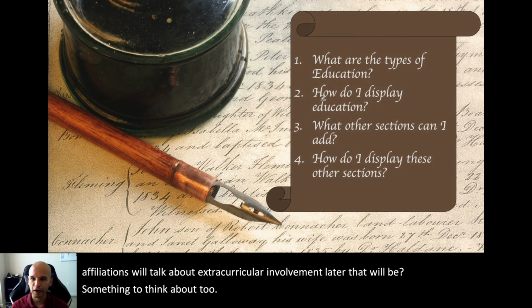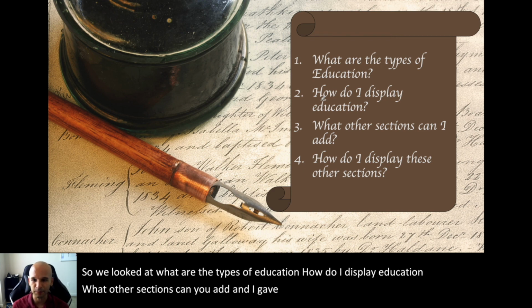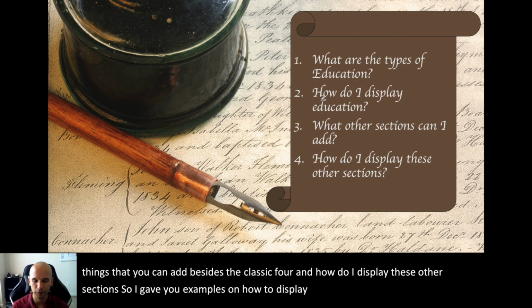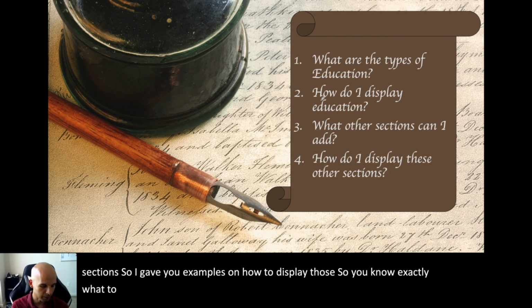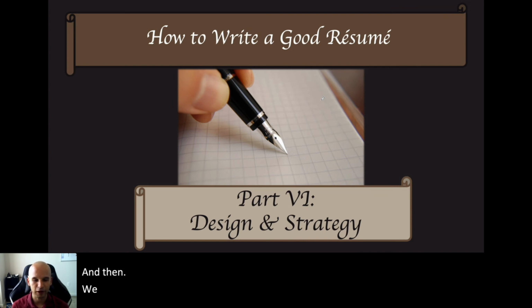So we looked at what are the types of education? How do I display education? What other sections can you add? And I gave you about 5 different examples of things that you can add besides the classic 4. And how do I display these other sections? I gave you examples on how to display those so you know exactly what to do when you want to show them. And then we have part 6, design and strategy, coming up next.